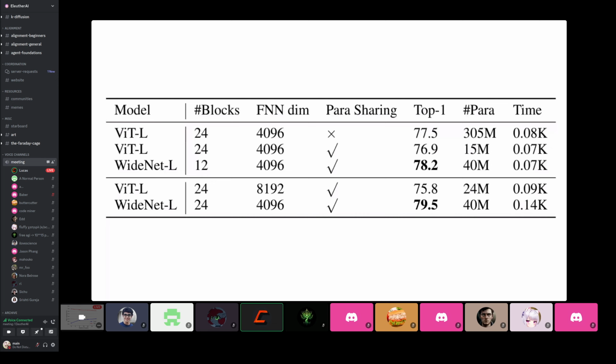But then, obviously, the time has also significantly increased due to their routing mechanism. But this routing could, again, be alleviated. And in my re-implementation, I didn't use that routing and it was much better.